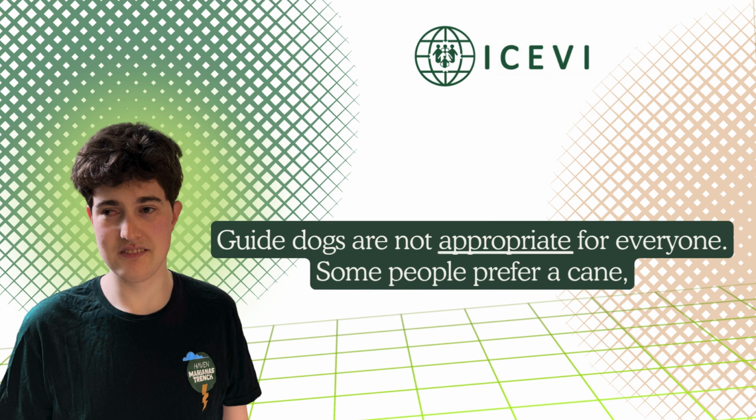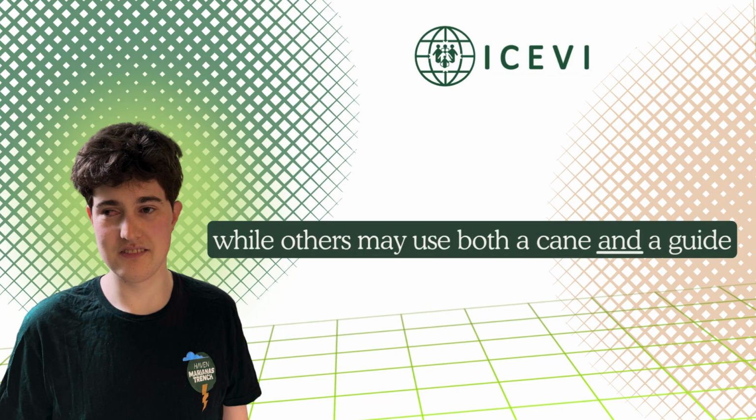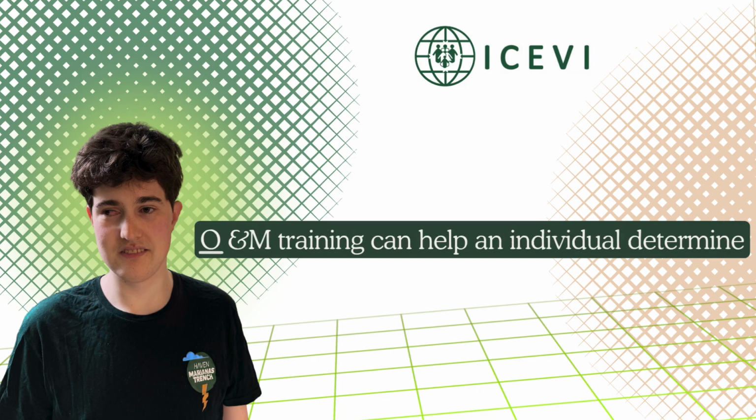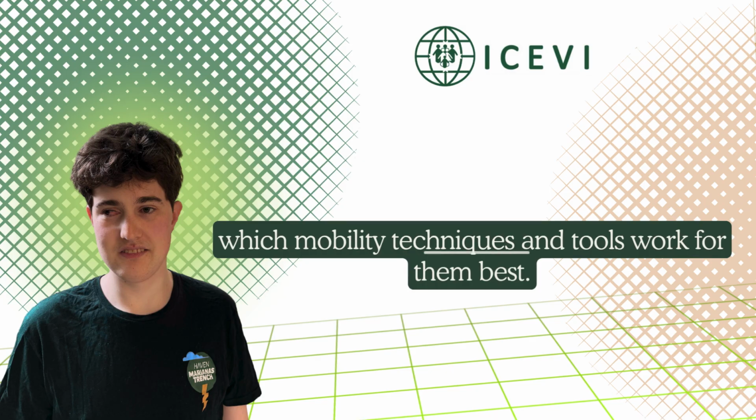Guide dogs are not appropriate for everyone. Some people prefer a cane, while others may use both a cane and a guide dog at different times, or at the same time. O&M training can help an individual determine which mobility techniques and tools work best for them.